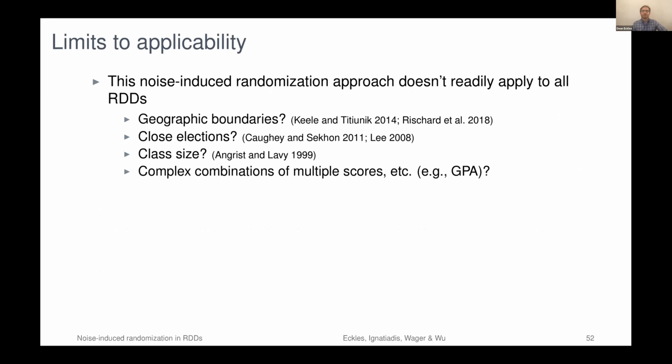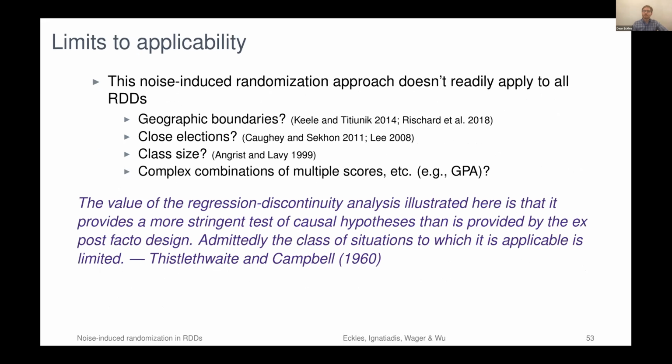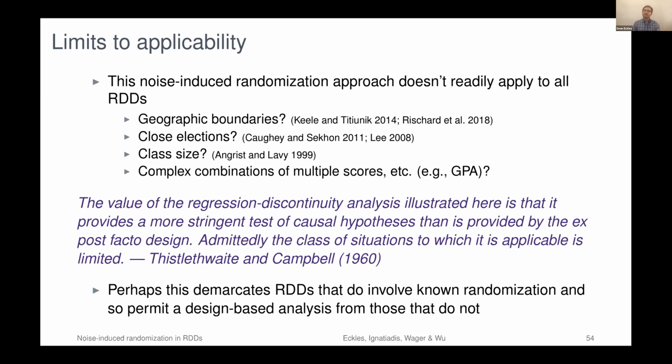It doesn't really seem like it applies to geographic boundaries, close elections, class size. So, you know, when Thistlethwaite and Campbell introduced RDD, they said, admittedly, the class of situations to which it is applicable is limited. Now, it's turned out it's found tons of use. But we would also say, admittedly, the class of situations to which it is applicable is limited. But perhaps this actually demarcates RDDs that do involve known randomization, and so permit a design-based analysis, from those that do not. And so if this noise-induced randomization approach doesn't readily apply to your RDD, it may be on a different footing than ones where it does apply.